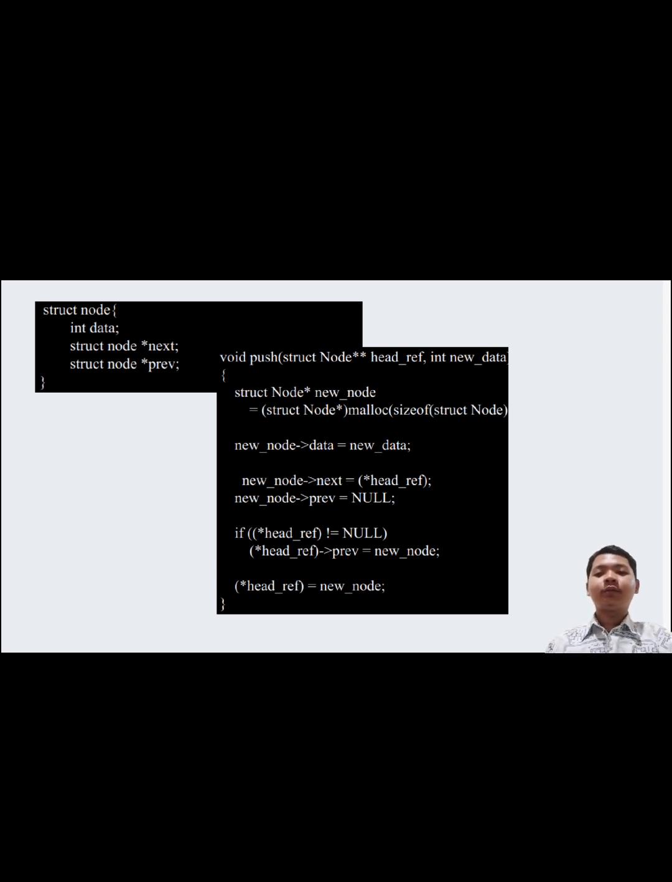Okay, next, explanation of the C code for inserting an element into a doubly linked list. This code defines the node structure that represents each element in the doubly linked list. Each node has three members. The first, int data, stores the integer value associated with the node, and second, struct node next, a pointer that points to the next node in the list, and third, struct node prev, a pointer that points to the previous node in the list. This allows for traversal of the doubly linked list in both directions.